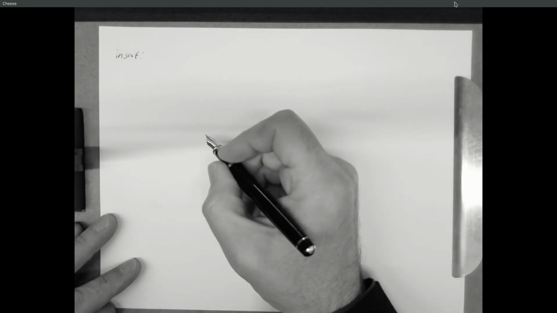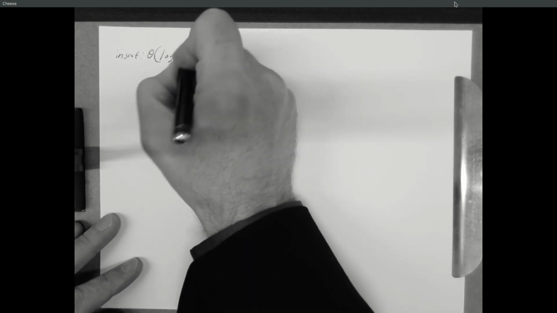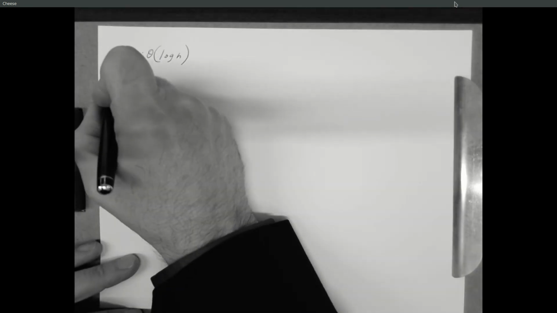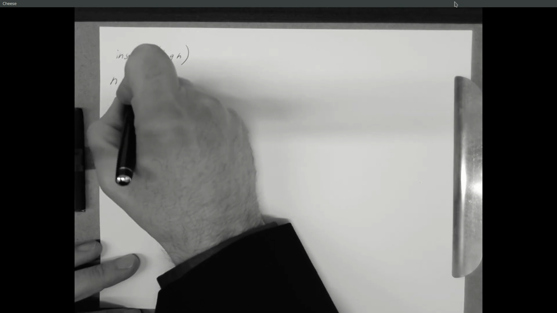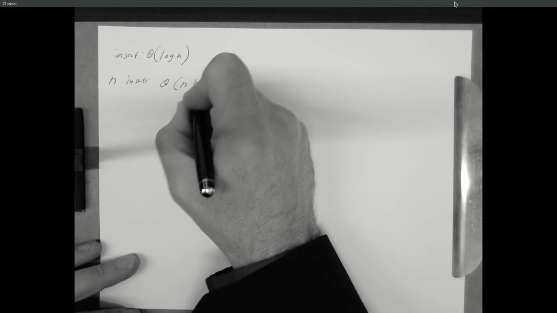When we insert something into a heap, it's basically order log n, because we put it at the bottom and then we have to upheap and get it into the right spot. And if we're building a heap of n numbers, we're doing n inserts, and that will turn out to be basically order n log n.